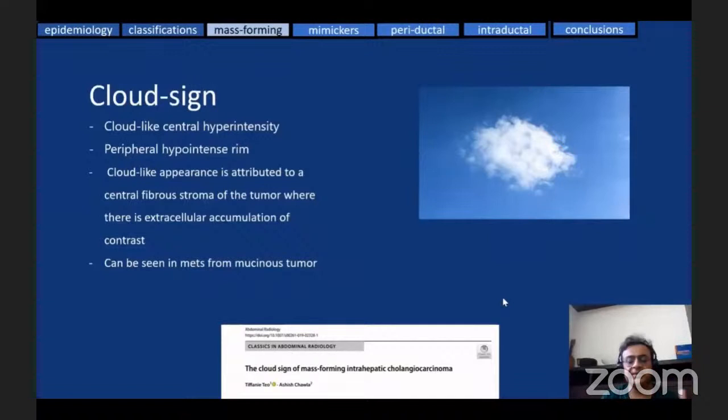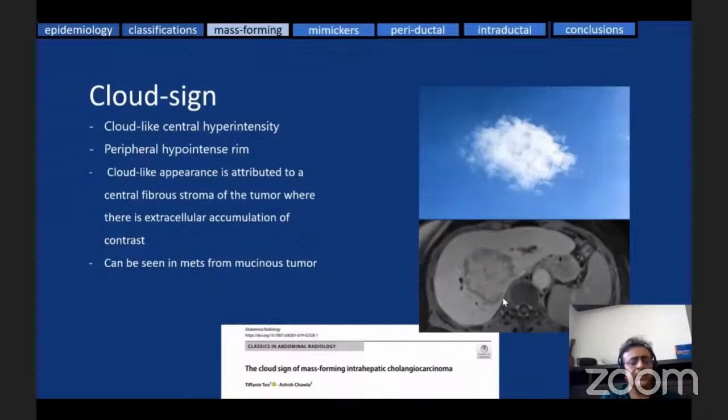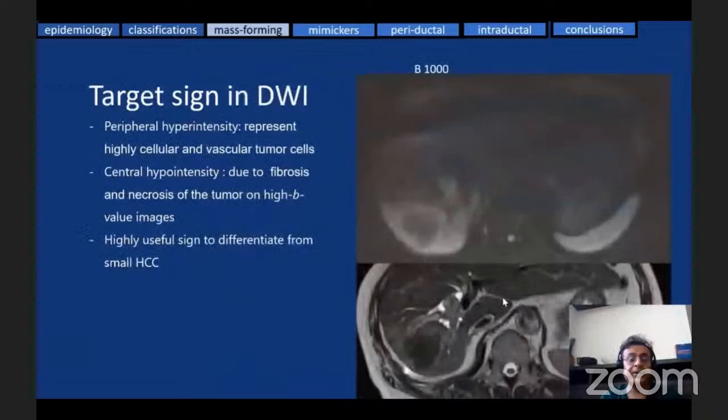Here is an example of a cloud sign which we reported in this journal. But this is not specific for cholangiocarcinoma. It can be seen in metastasis from mucinous tumors. Another sign is the target sign, which is a more specific sign of cholangiocarcinoma.